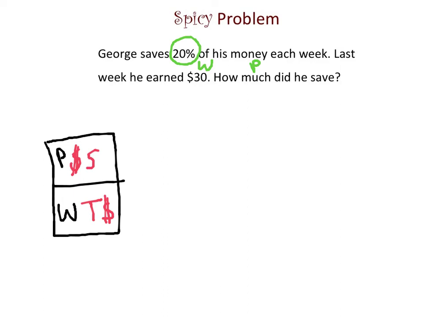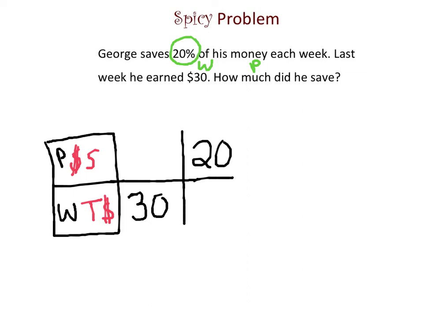Let's extend this table out and see what we can put in here. I know that the whole was $30. I don't know the part. I know the percentage though. It's 20%, which is 20 out of 100. Now I've got a bit of a problem here because if you're remembering your factors of 100, I don't know how to get from 30 to 100 or from 100 to 30 in an easy way. That's going to be a little messy. I'd have to do some division to figure that out, and I would not get an even number.